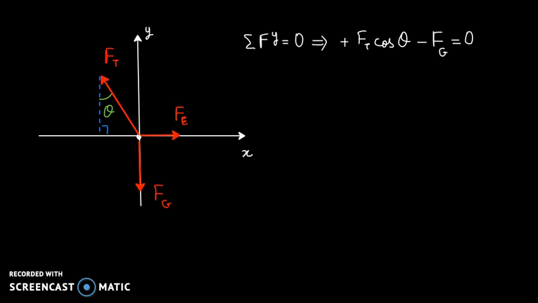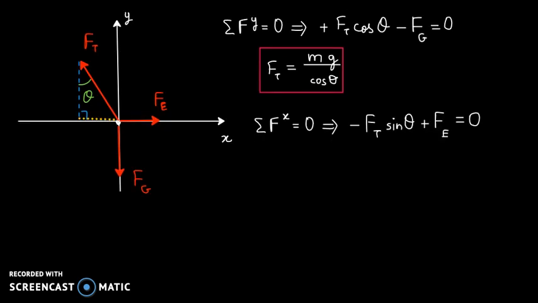Now, let's also substitute the formula for Fg. What's the formula for Fg? That's m times g, mass times gravitational acceleration. Let's substitute for that and isolate Ft, because that's our unknown. We want to isolate it. And in the next force equation, we are going to eliminate F sub t. And here I have Ft isolated. It's equal to mg divided by cosine theta.